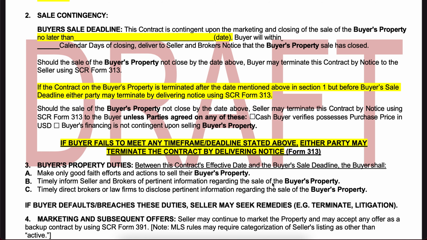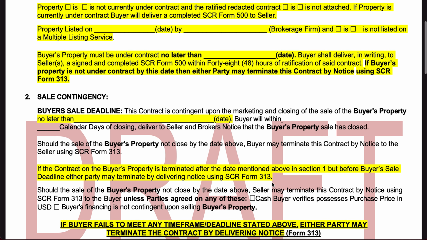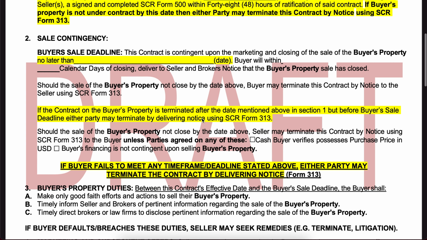If the contract on the buyer's property is terminated, however, so the buyer has met their conditions in paragraph 1, so they were still under contract by this date, but prior to the buyer's sale deadline, the contract fell through, then either party can deliver notice through 313 that they intend to terminate the contract.